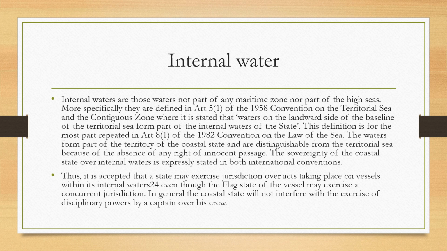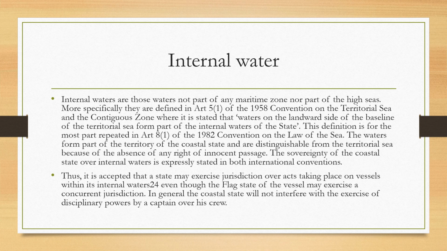Internal waters. Internal waters are those waters not part of any maritime zone nor part of the high seas. More specifically, they are defined in Art 5(1) of the 1958 Convention on the Territorial Sea and the Contiguous Zone, where it is stated that waters on the landward side of the baseline of the territorial sea form part of the internal waters of the state. This definition is for the most part repeated in Art 8(1) of the 1982 Convention on the Law of the Sea. The waters form part of the territory of the coastal state and are distinguishable from the territorial sea because of the absence of any right of innocent passage.